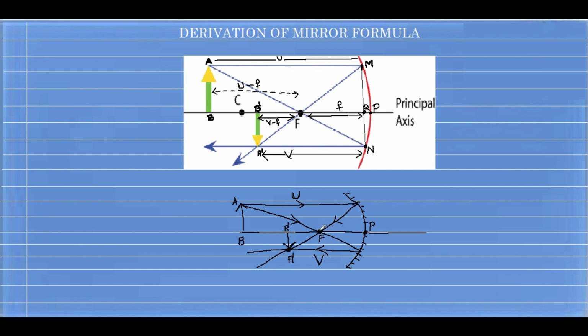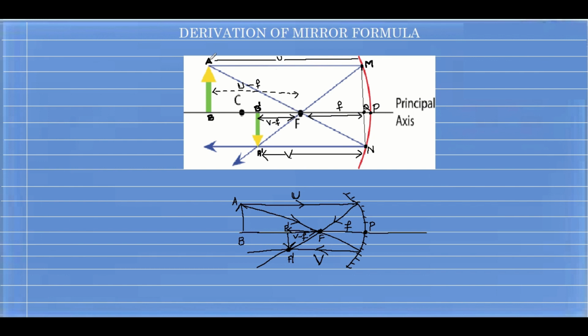Next, the distance from the principal focus to the pole is the focal length, which is represented by small letter f. So next, see here. This is v and this is f. What about the distance from f to b dash? The whole distance v minus f will be the distance of this, f to b dash.